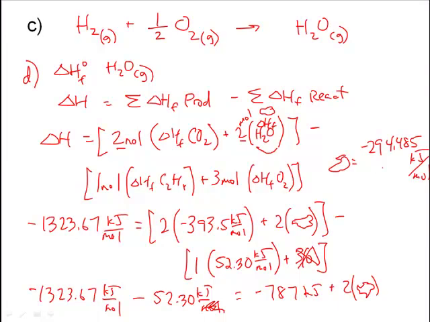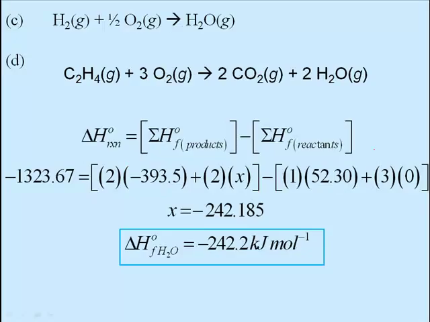Oh, yeah, I forgot about my negative sign. This is a negative sign here. That was my bad. So I should have added that together. That'll change my chicken to the correct value. Gotta watch out for those signs. What's the correct value? The correct value is negative 242.2.